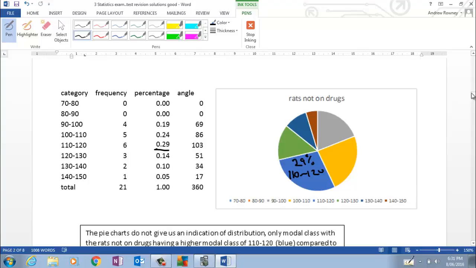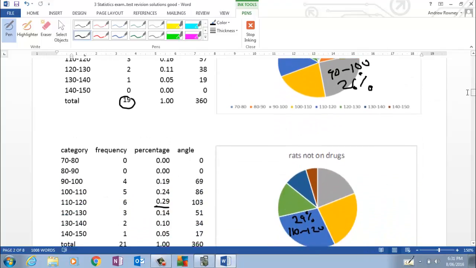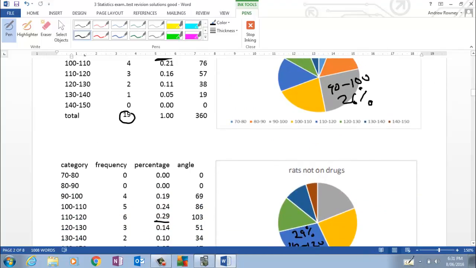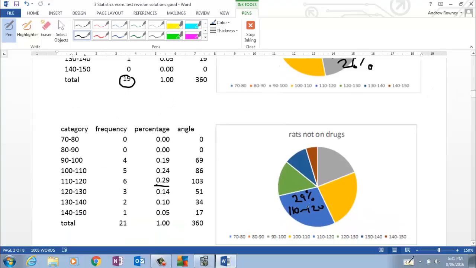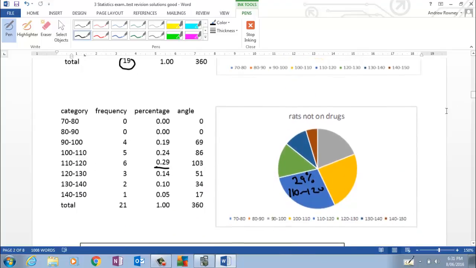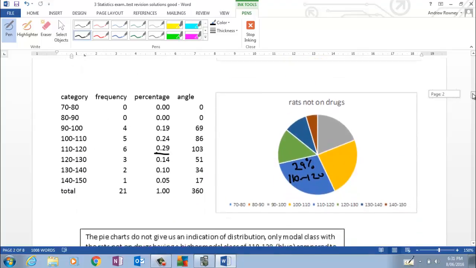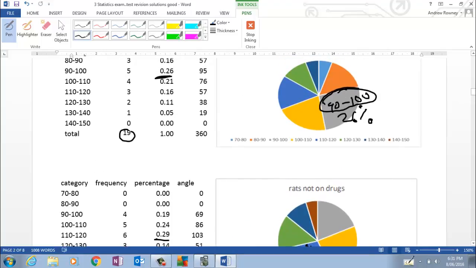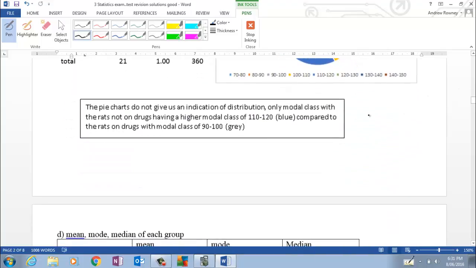So clearly it's saying that the rats on drugs have a lower weight for their modal class compared to the rats not on drugs. So clearly more rats are being reduced in weight there. And that's what it says there. The pie charts do not give us an indication of distribution, only modal class, with the rats not on drugs having a high modal class of 110 to 120 compared to the rats on drugs with modal class 90 to 100.